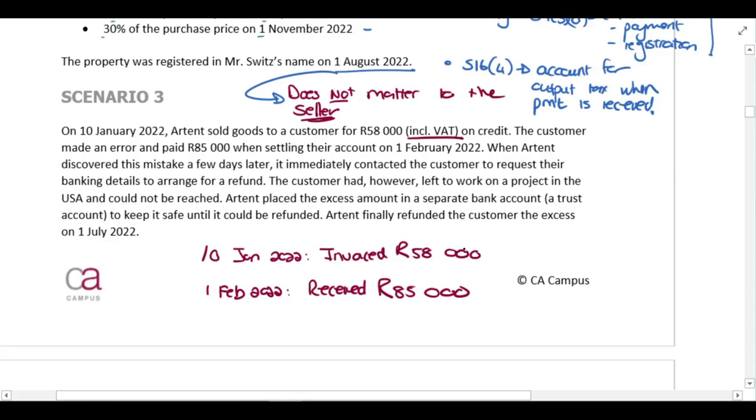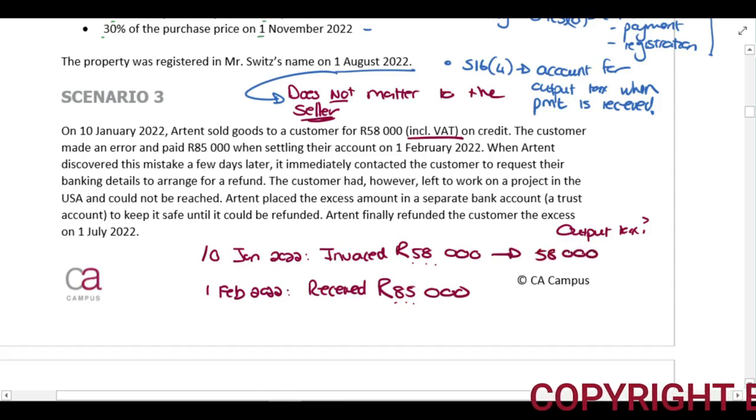Now, what does that mean? It means you received more than what you invoiced. Now, my question to you: the output tax that you raised, is it going to be on the 58 or is it going to be on the 85? Now, think about it logically. You issue the invoice for 58,000 rand, so this is what the output tax will be on, the 58,000 rands. Because that is what the invoice was issued on.